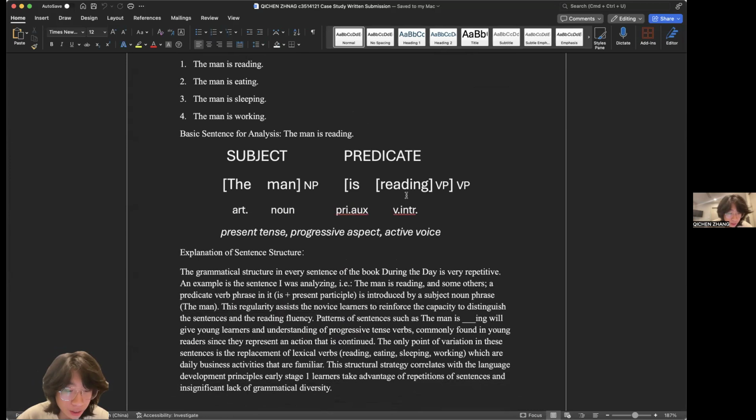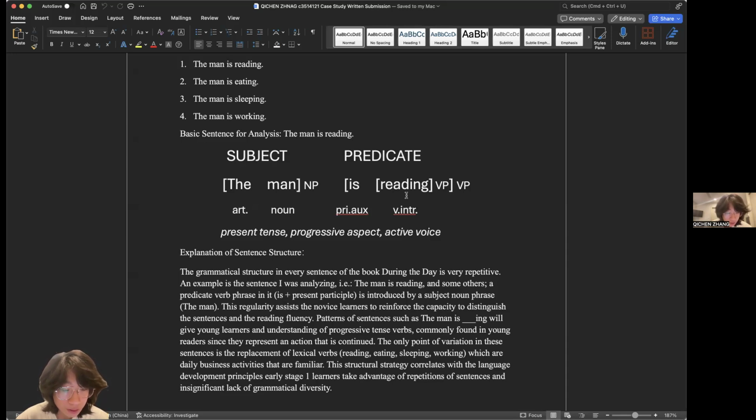The grammatical structure in every sentence of the book During the Day is very repetitive. An example is sentence 1 I was analyzing, for example, The man is reading, where a predicate verb phrase, is plus present participle, is introduced by a subject noun phrase, the man. This regularity assists novice learners to reinforce the capacity to distinguish the sentence and the reading fluency.